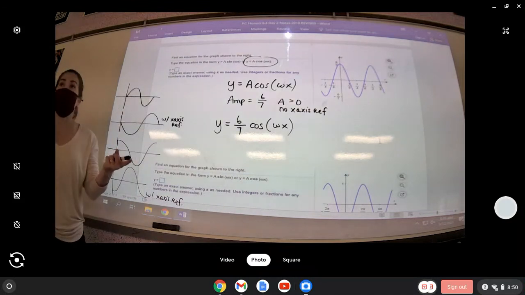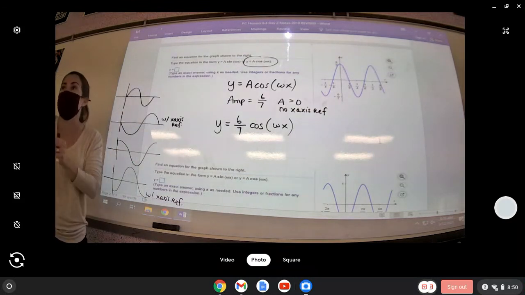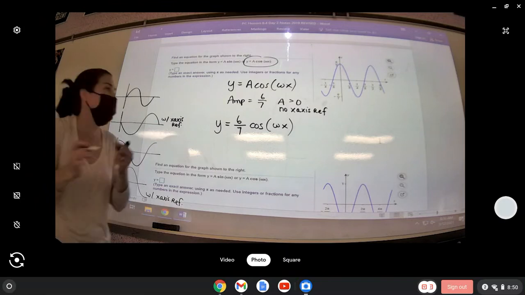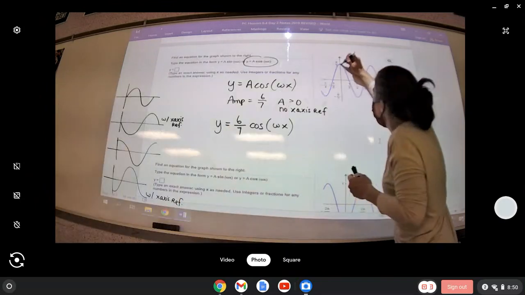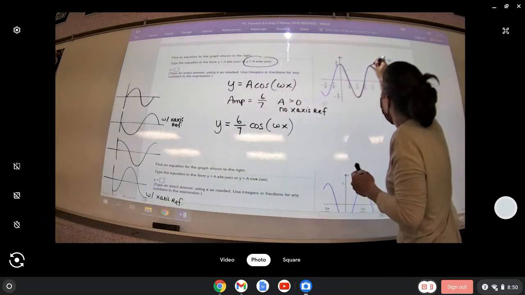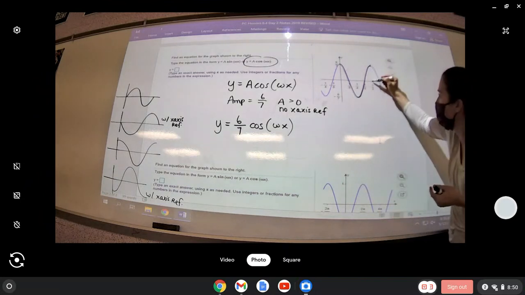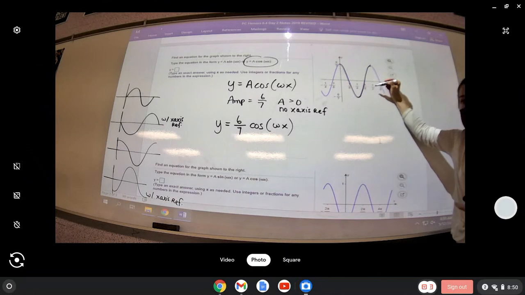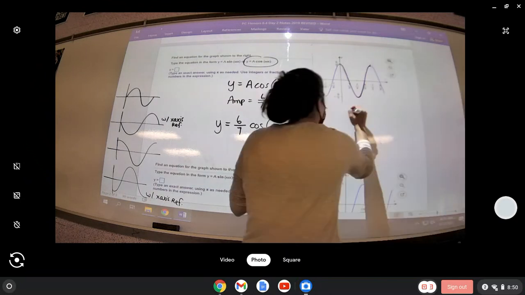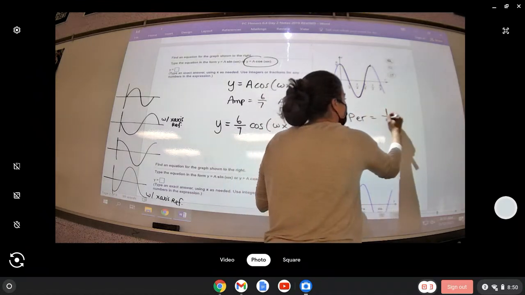Well, look at the curve and see how many units it took to create one cosine curve. Find your period. So guys, it went up, it came down, it went back up. So this is where it ends right there. Now it's going to start over again. So my new period is 1/2. It only took 1/2 of a unit to create one cosine wave. So your period is 1/2.